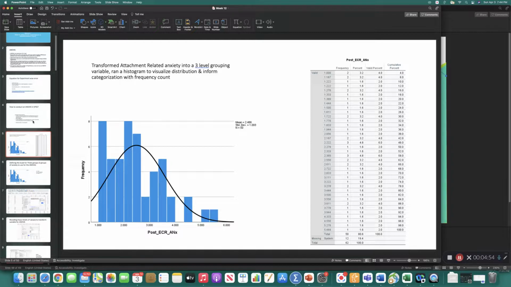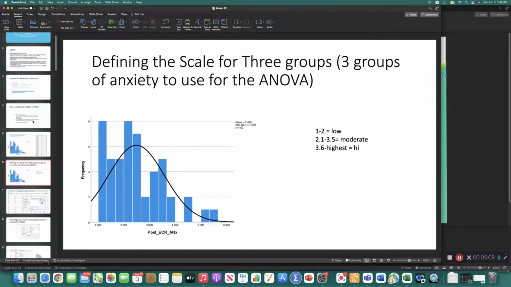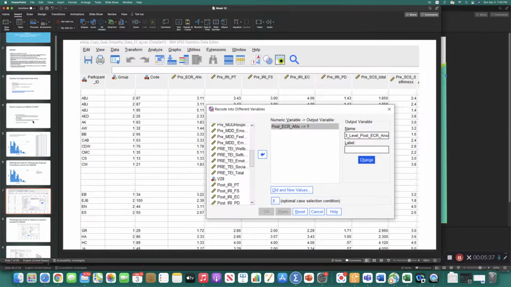Now remember, the control group did not receive the treatment, so we want to keep that in mind when we're looking at post attachment-related anxiety. We're just looking at a snapshot of that anxiety level at that point in time. So we're defining the scale between three groups of people with low, moderate, and high levels of anxiety, in terms of that scale from 1 to 7. 1 to 2 is considered low, 2.1 to 3.5 was considered moderate attachment-related anxiety, and 3.6 to the top of the scale was considered high.